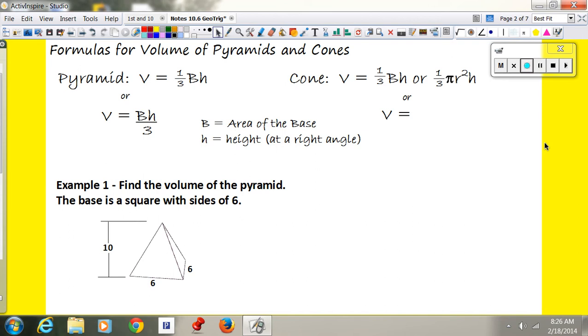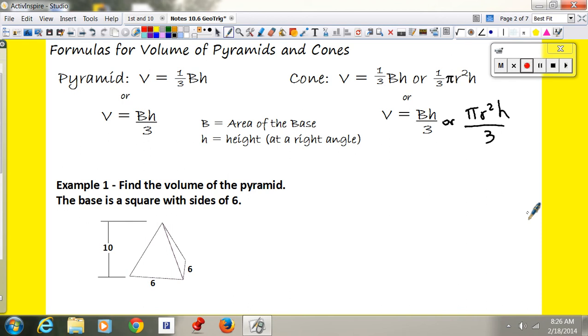The cone, the formula would be this: 1/3 times capital B times H. Now capital B we could actually rewrite as pi r squared. So you could put 1/3 pi r squared H. Or you could switch that to the same thing, which would be capital B times H divided by 3, or you could put pi r squared H over 3. So you could do it either way, you'd have your same formula for a cone. That's how you find volume in the cone.